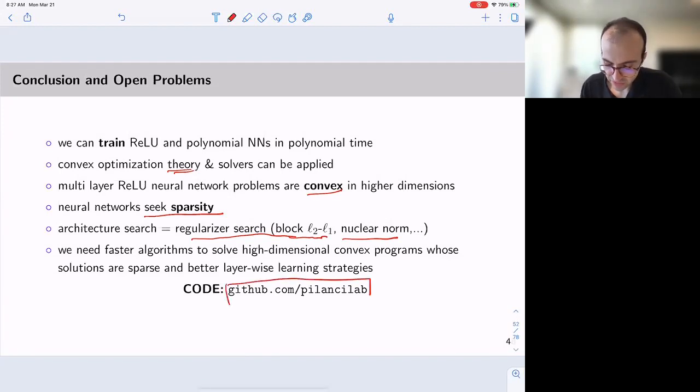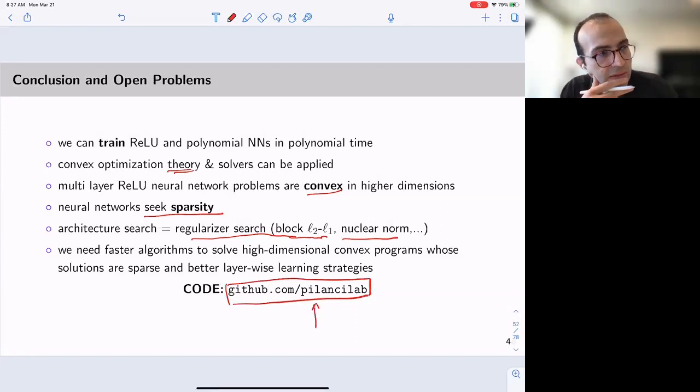So if you want to regenerate the figures I showed you, you can find the code. And right now we have interior point off-the-shelf solvers, and we have a PyTorch model as well. You can try those out.